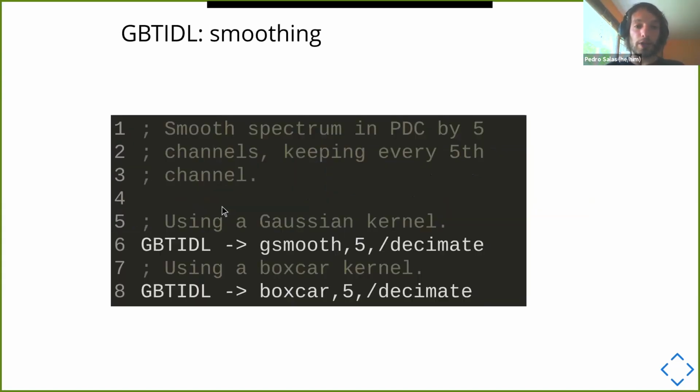You can also smooth data using a Gaussian kernel if you would like, or a boxcar kernel. I'm not sure if there are more kernels available, but these two are usually good. I think there's probably also a Hanning kernel, I can't remember right now.